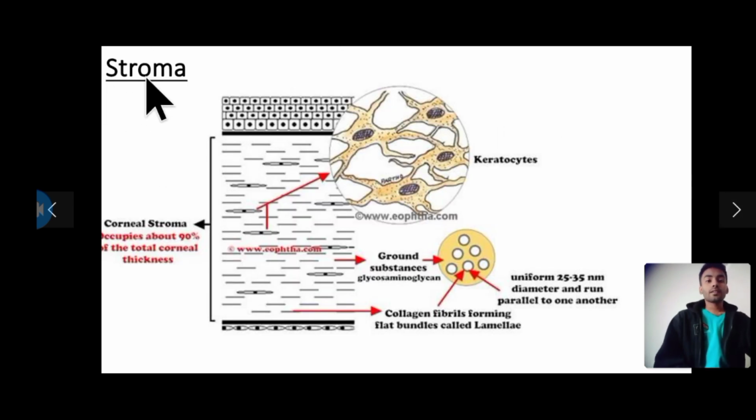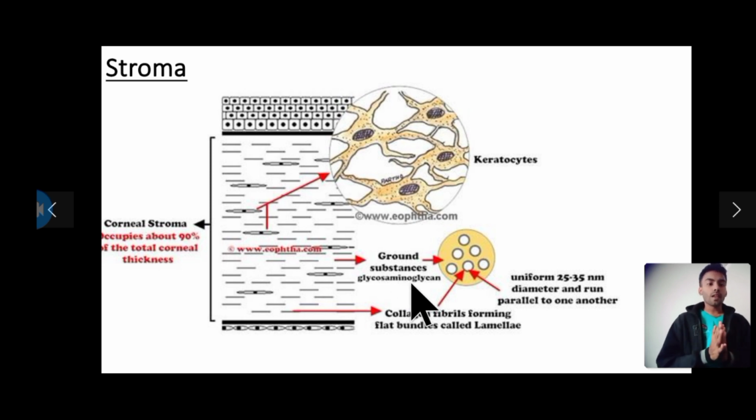The stroma is the thickest layer of the cornea and it constitutes 90% of the total corneal thickness. The thickness of the stroma is 0.5 millimeter. So it is the thickest layer. So what does the stroma contain? The stroma contains three different things. The first one is the collagen fibrils. Then the cells, different types of cells like keratocytes, macrophages, lymphocytes, and the ground substances. The name of the ground substances is the GAGs.